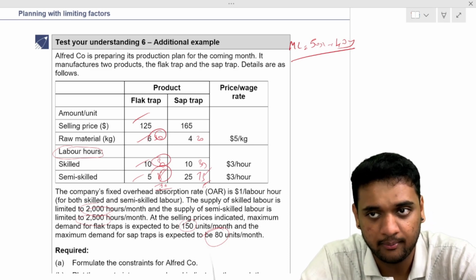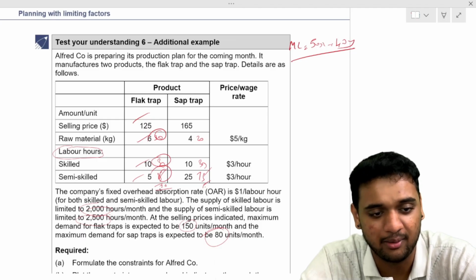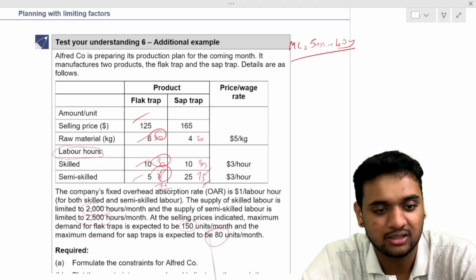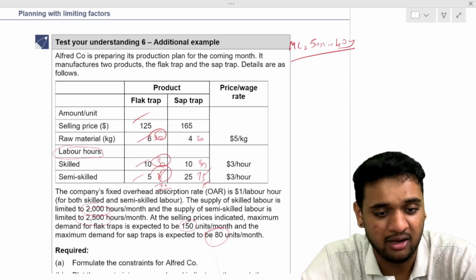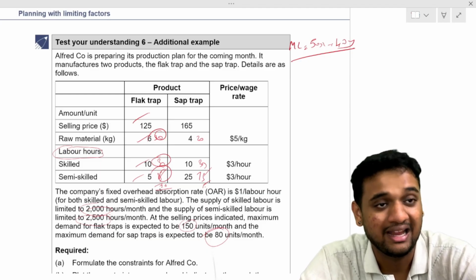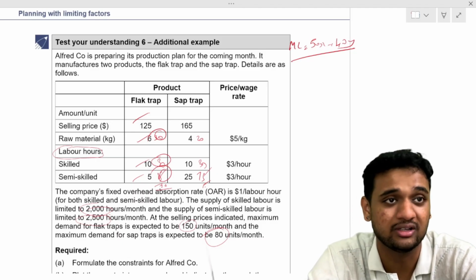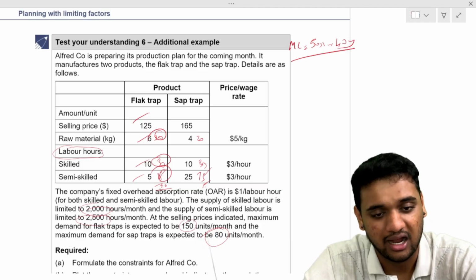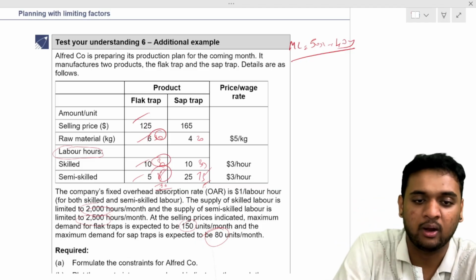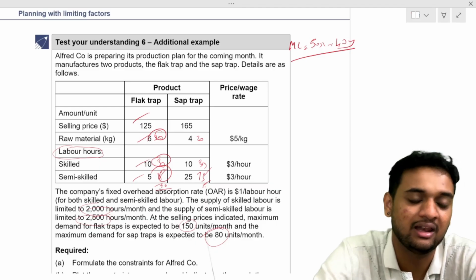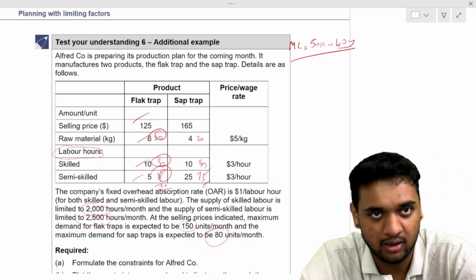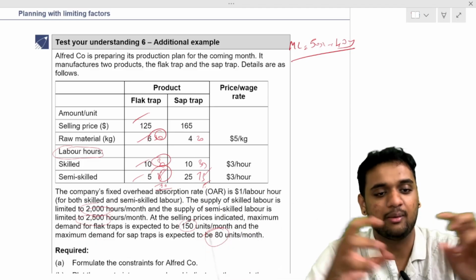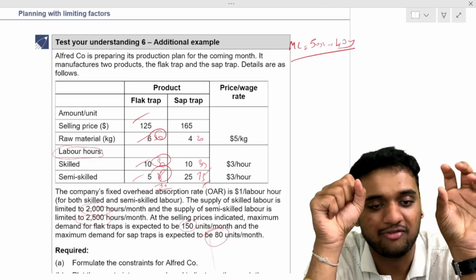Skilled labor 2000 hours, semi-skilled labor 2500 hours, demand for flag trap, demand for sap trap. In the first case when you had y less than or equal to 600, like that they gave for both x and y. Understood? Now we'll go one by one. First skilled labor. For the skilled labor line equation, how many hours of flag trap are required?